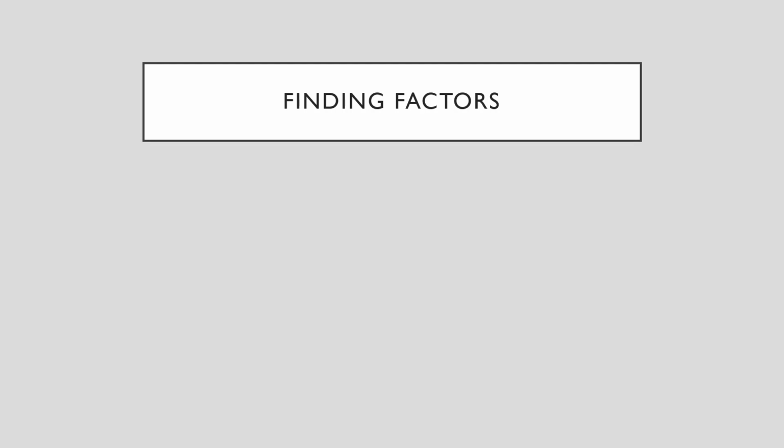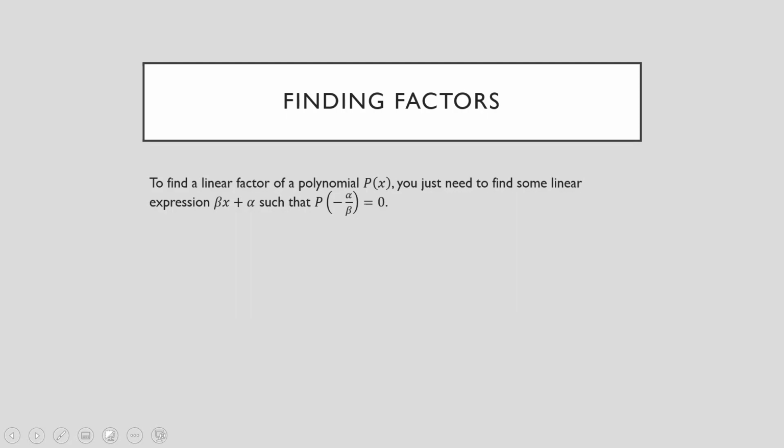We want some way to narrow down some values that we could try and use to first just work out whether or not it actually is a factor. So we just need to find some values of beta and alpha to substitute into our polynomial, to find that special linear factor that gives us a remainder of 0. We can use a bit of a shortcut here.